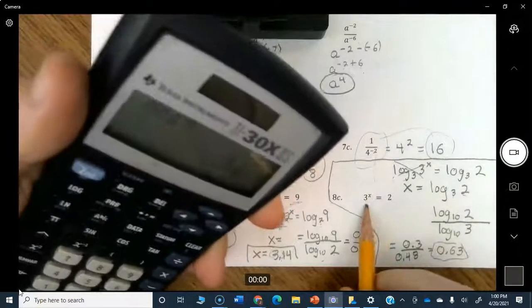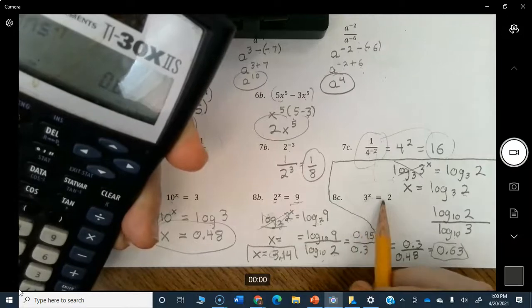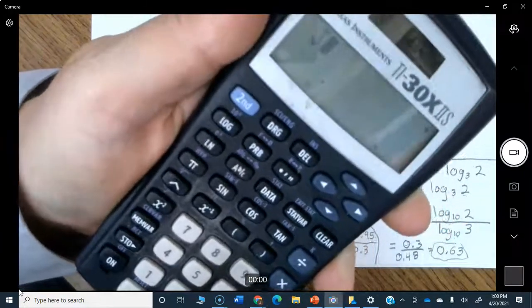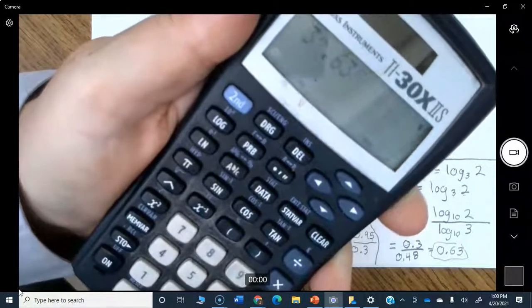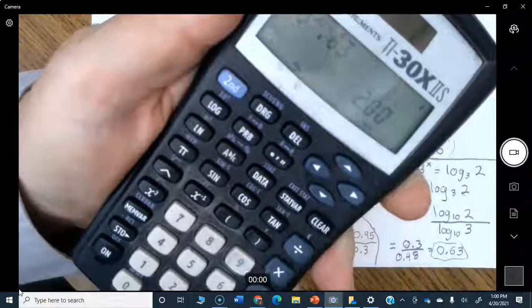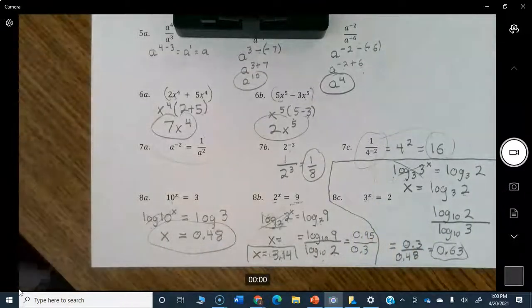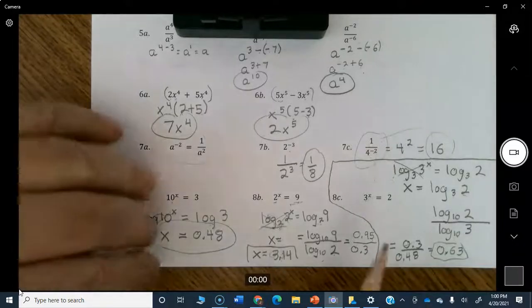Again, the way you can check it is, if that's the value of x, 3 to the 0.63 should equal 2. So let's see if it does. 3 caret 0.63 equals 2.0. So that's what you got, exactly that. Okay, by plugging that in for x, you could check your work that way. All right, so that's how you do those. Those are the most complicated problems on this assignment.